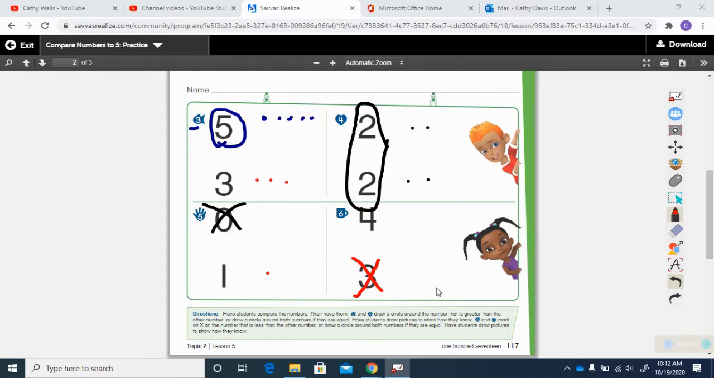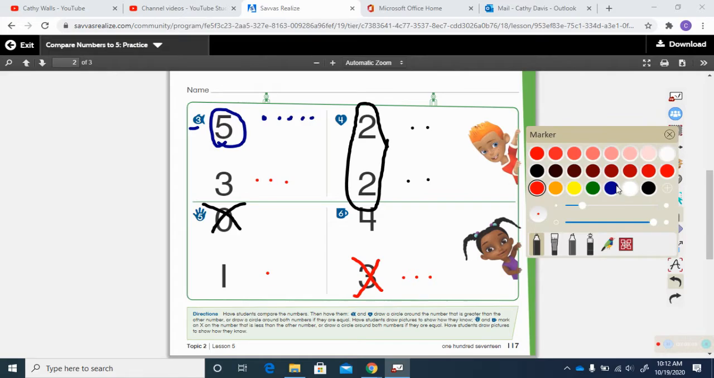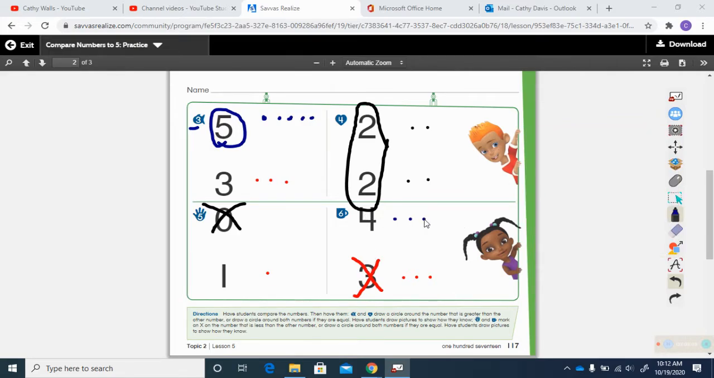So how do we know? Since I have my red crayon, I'm going to go ahead and make my 3 red dots. Then I'm going to change to my blue, and I'm going to make my 4 blue dots. I can see that I have less red dots than I do blue dots because I have more blue. So 3 is less than 4.